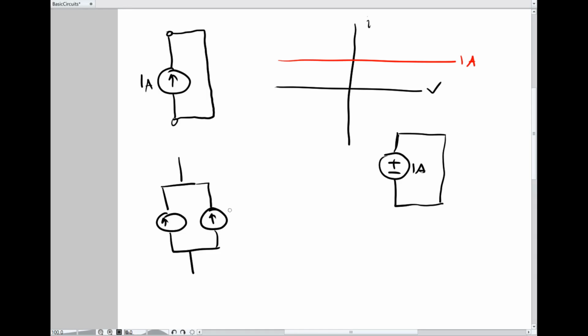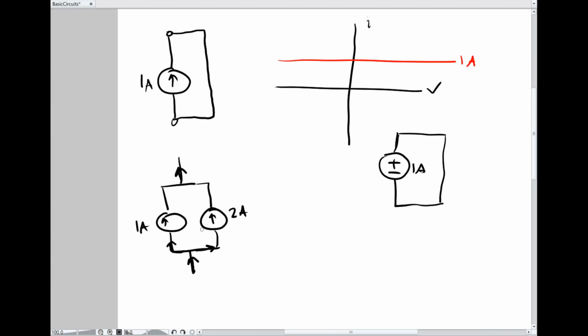Well, this is hinting at Kirchhoff's current law already. But we're saying that 2 amps of current is flowing, or 1 amp, 1 coulomb of charge is going this way every second. 2 coulombs of charge are going this way every second. So that means that 3 coulombs of charge have to supply both of these every second. And 3 coulombs of charge have to go this way every second.